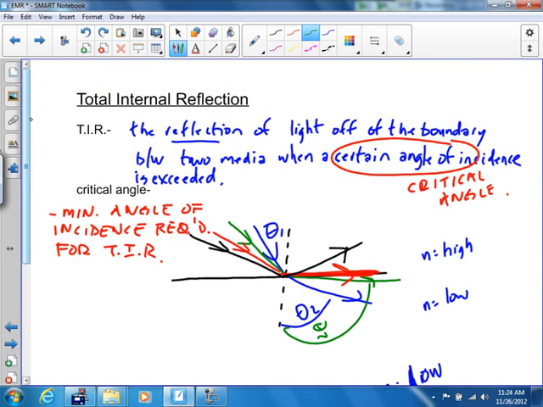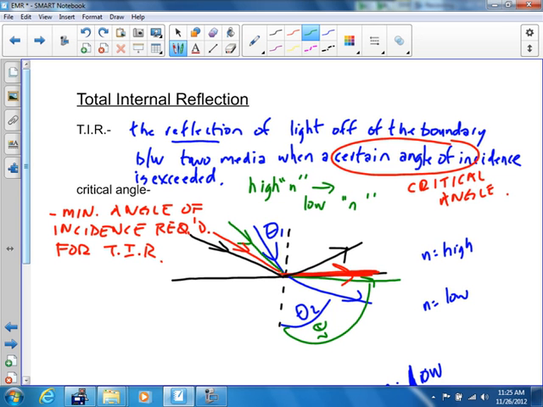So when does it have to take place? What do you have to have in place in order for total internal reflection to happen? It's got to be from a high index of refraction to a low index of refraction. It can't happen the other way around.